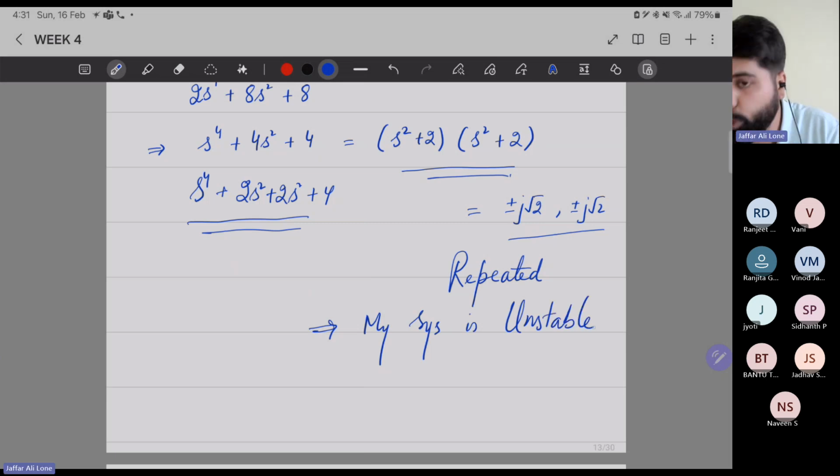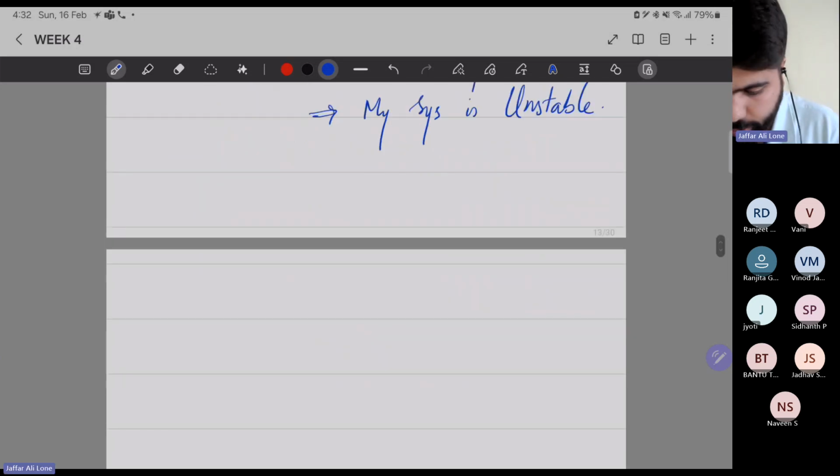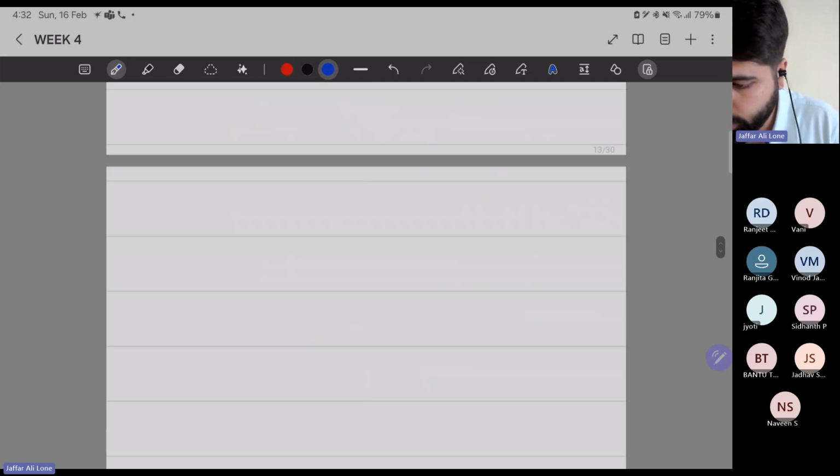So this is very important. You have to understand this, that no sign change does not guarantee that your system will be stable if there exists a zero element or row of zeros. Right? Now, if you have understood this, can you solve this question?